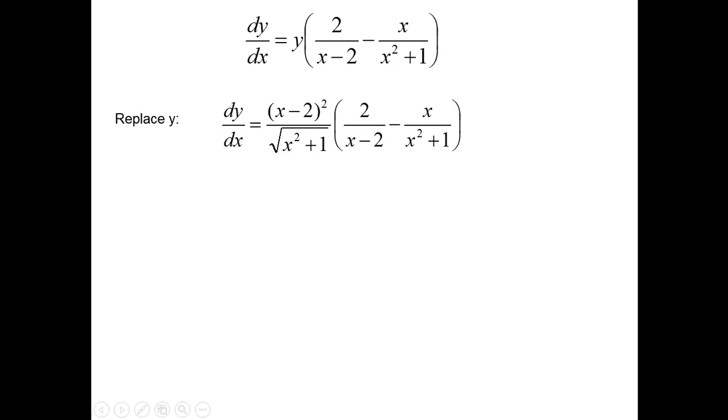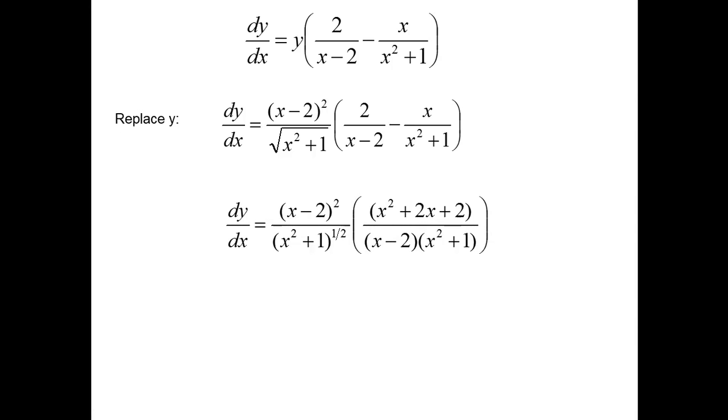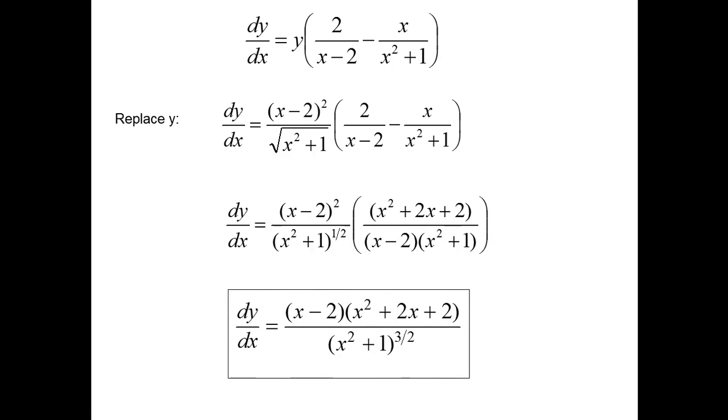Sometimes when you look in the book, they're going to distribute this. They're going to try to simplify it. This is good enough. You don't have to go past that step. Something like this, not necessary. You could have stopped right here, as far as I'm concerned.